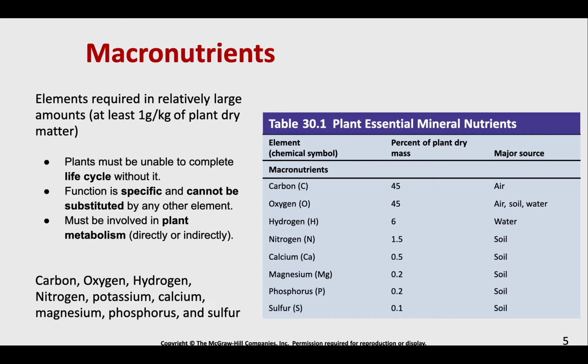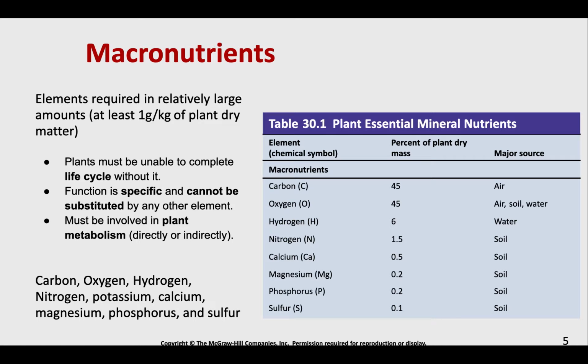All right, and the plant is directly or indirectly using these molecules in plant metabolism. So when we're talking about macronutrients, I put up a nice chart there of where they can be found and what they are. So we have, let's see, 1, 2, 3, 4, 5, 6, 7, 8. Macronutrients we're looking at here: carbon, oxygen, hydrogen, nitrogen, calcium, magnesium, phosphorus, and sulfur.